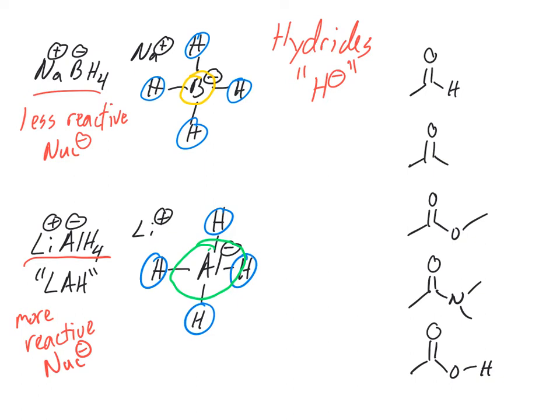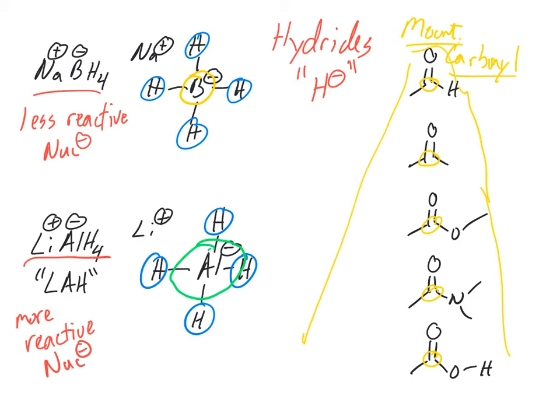Okay. So let's take a look now at something I call Mount Carbonyl. Mount Carbonyl is just a silly way of talking about how good of electrophiles all these carbons of these carbonyls are. The way I have them ranked right now is that the aldehyde is the most reactive. So this is like the top of our mountain. The things at the highest part of the mountain are the most reactive, and they're willing to go downhill. So the carbon of the aldehyde is most reactive, followed by the ketone, followed by the ester, the amide, and the carboxylic acid.